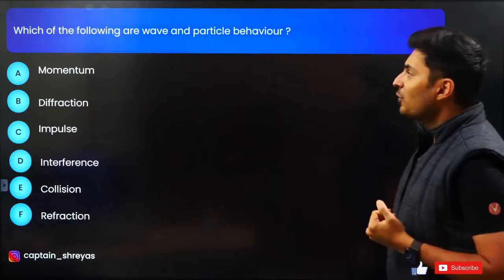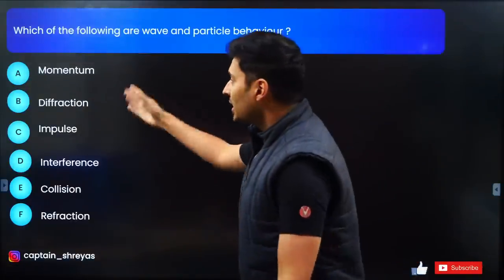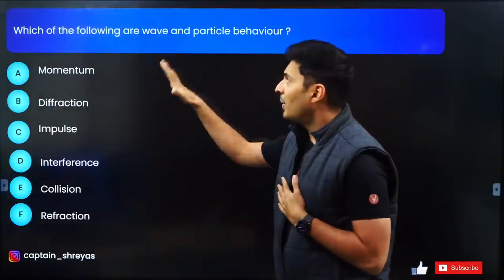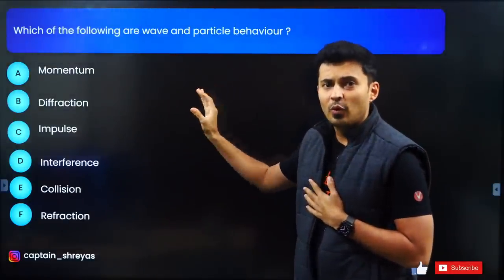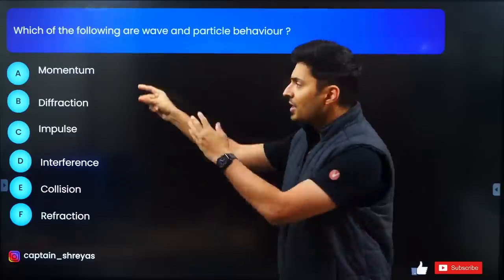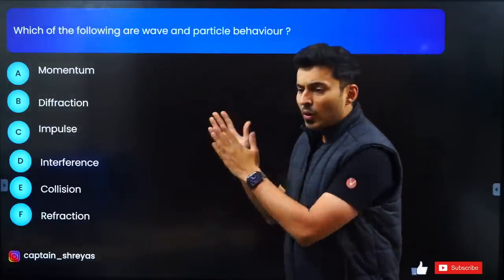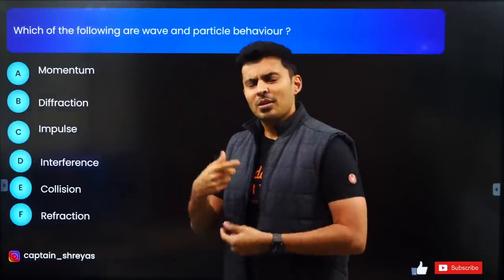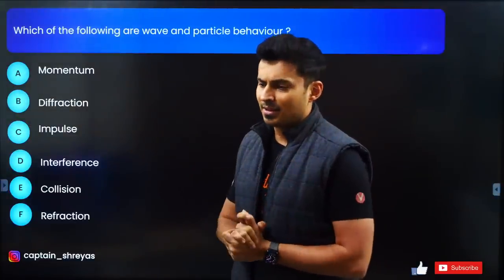Great. So let's see if you can arrange these characteristics into different parts. Which of the following are particle characteristics? Which of the following are wave characteristics? Just look at these terms, and from your prior knowledge or just by common sense, try to rearrange them.